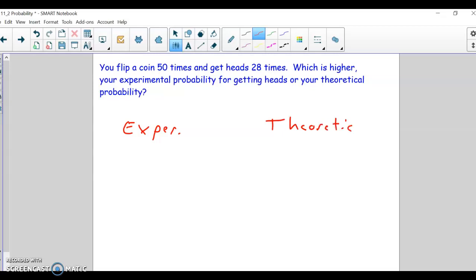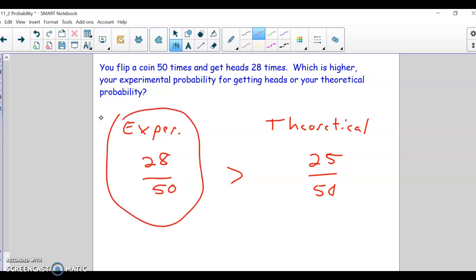Okay, so I'm just going to calculate both of these. In theory, heads should come up half the times. So it should happen 25 out of 50 or 1/2, right? That's what should happen in theory. What happened experimentally was 28 out of 50 were heads. So in this case, the experimental is a little bit bigger than the theoretical. This one was a little bit greater than what was expected. So that's what we'd call luck, right? If your experimental probability is higher than what you should have got in theory, that's the idea of luck.